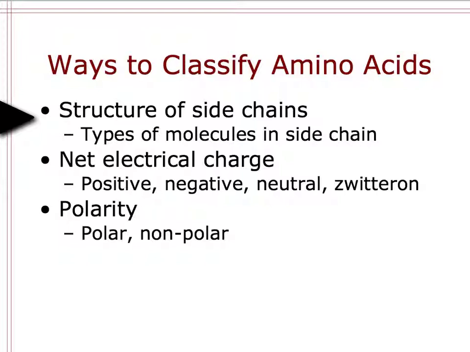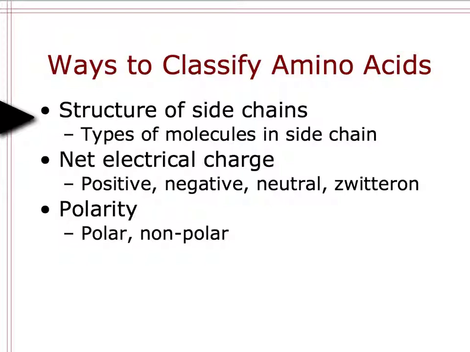Another way we can classify amino acids is by the net electrical charge. In this way, we would say overall, does that amino acid have a positive charge? Does it have a negative charge, a neutral charge, or is it a zwitterion, which essentially means it has both a positive and negative charge, but it turns out to have no net charge, but those charges still exist on the ends. Another way to look at or classify amino acids is by their polarity. In polarity, they would be either polar or nonpolar. And remember that polar molecules are going to be soluble in water, where nonpolar are not.